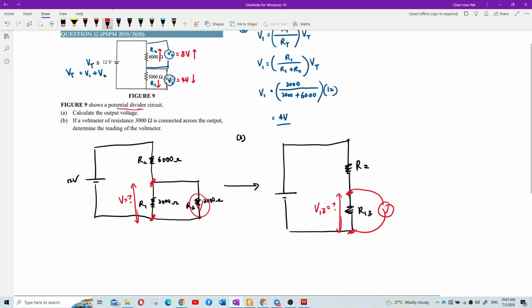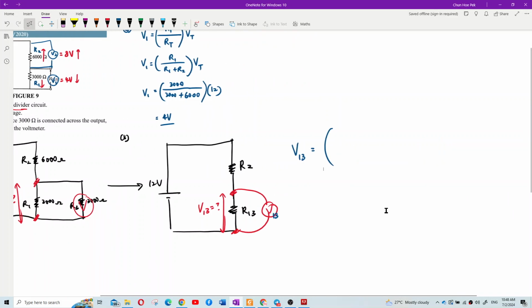So class, go back to use the potential divider formula. Potential divider formula. So V13 equal to, this time R13 also in series with R2.